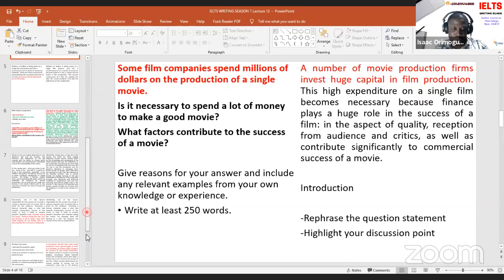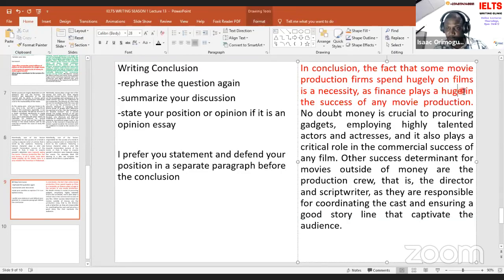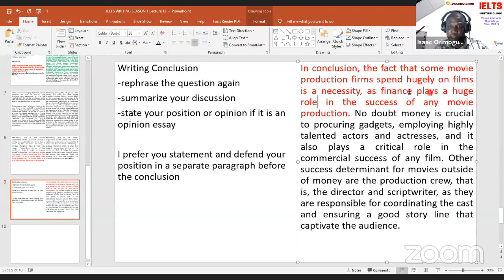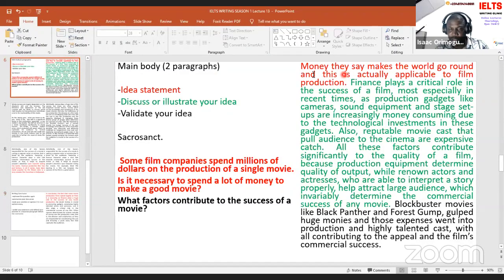So when I'm writing my conclusion, spending usually on film is a necessity as finance plays a huge role. Okay, I missed something in the success of any movie production. No doubt, money is crucial to procuring gadgets, employing highly talented actors and actresses, and it also plays a critical role in the commercial success of any film. If you read this paragraph, it's a summary of the paragraph.